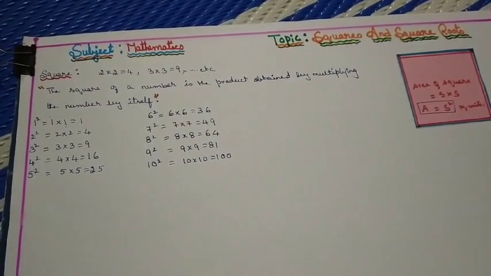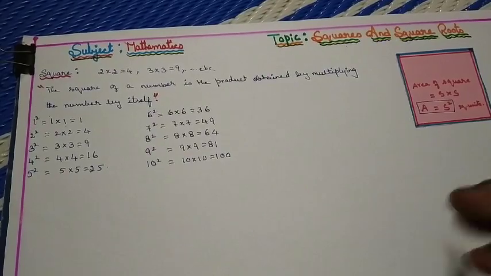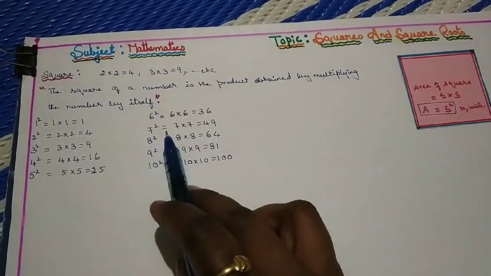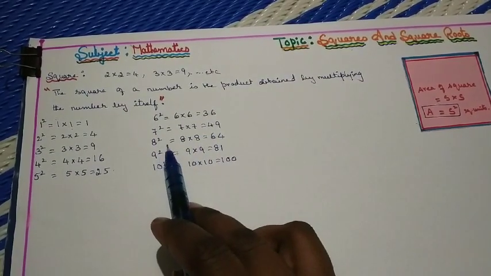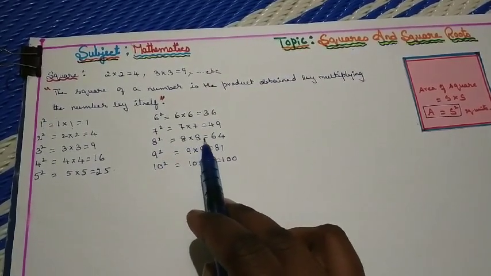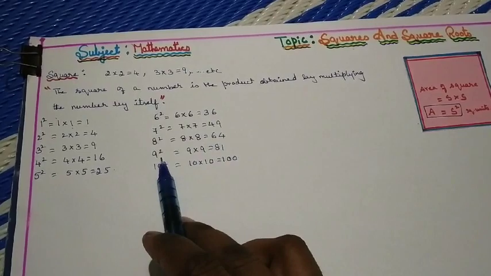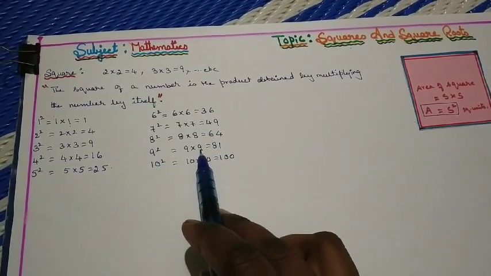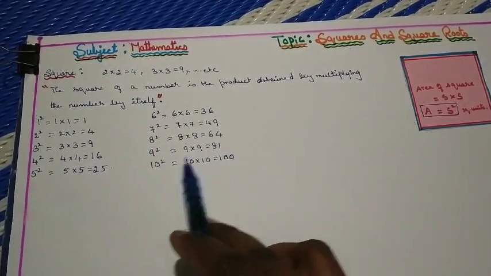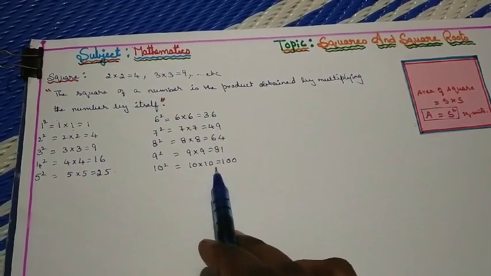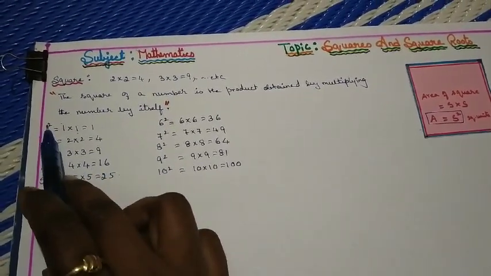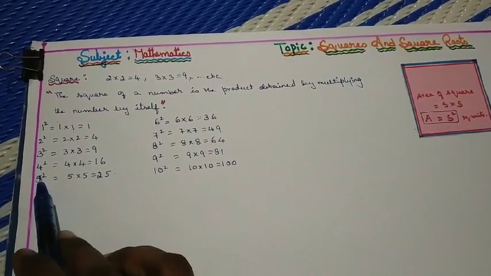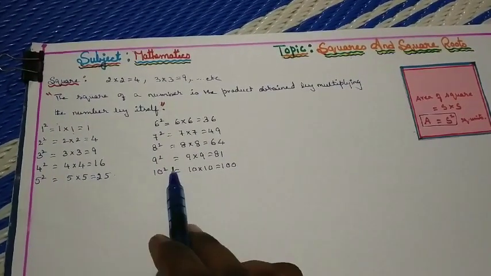6 square equal to 6 into 6 equal to 36. 7 square equal to 7 into 7 equal to 49. 8 square equal to 8 into 8 equal to 64. 9 square equal to 9 into 9 equal to 81. 10 square equal to 10 into 10 equal to 100. So these are the square numbers of natural numbers from 1 to 10.